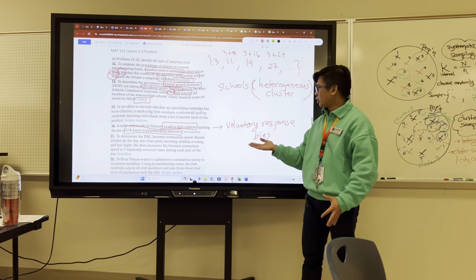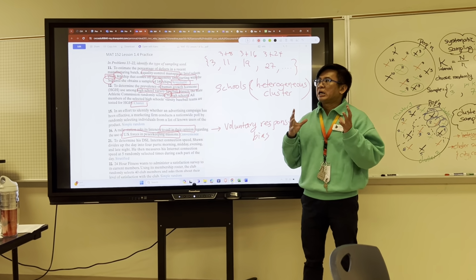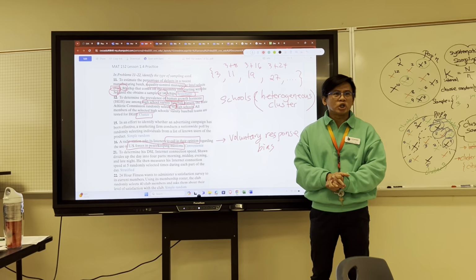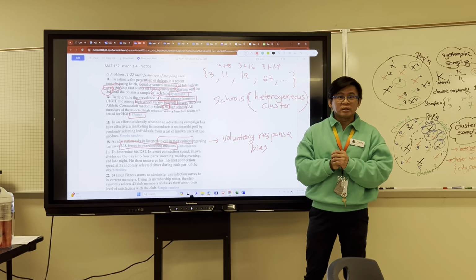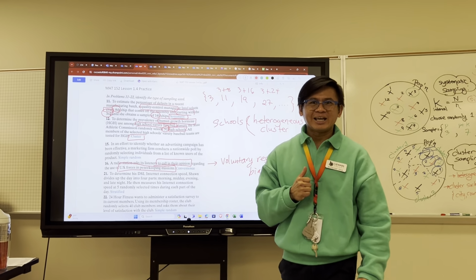So there's what we call a voluntary response bias, right? It doesn't give every member of the population an equal chance or probability to be a respondent. Are we good? Right? Thank you. Any questions? Any questions?